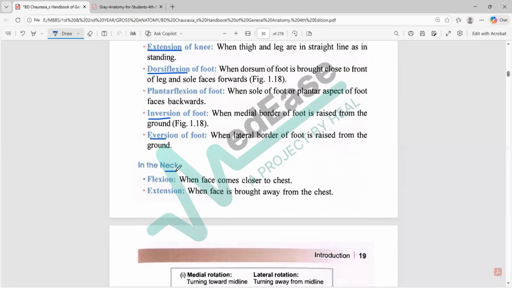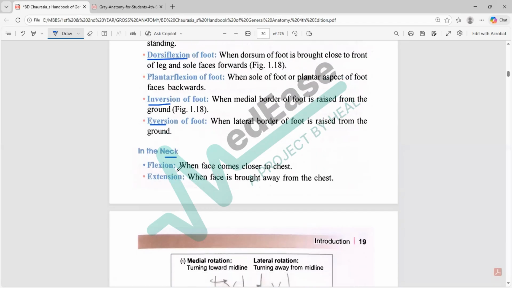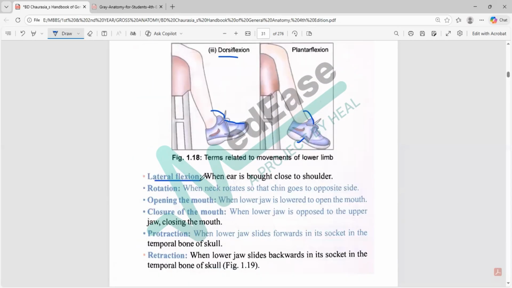Then, specifically for the neck, we have the flexion and extension, which are similar. We also have the lateral flexion, which is when the ear comes to rest on the shoulder. Then we have the rotation, when the chin is brought close to the shoulder on the opposite side.